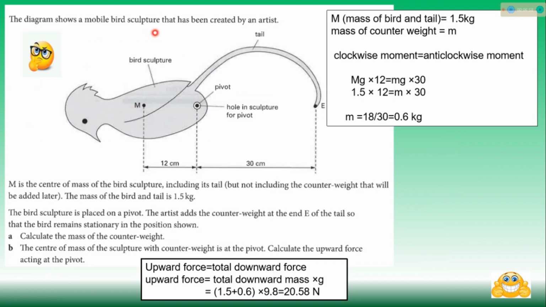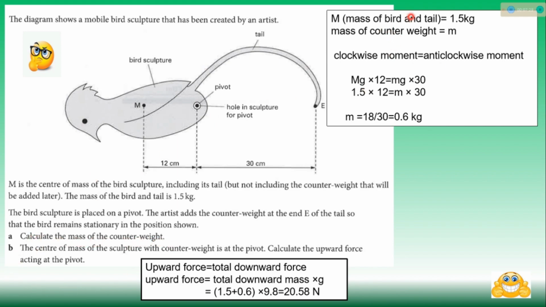It shows a mobile bird sculpture that has been created by an artist. M is the center of mass of the bird sculpture, including its tail. The center of mass is acting here, and the mass of the bird and tail is 1.5 kilogram. The bird sculpture is placed on a pivot. The artist adds a counterweight at the other end E, so the system is stationary. Calculate the mass of the counterweight.